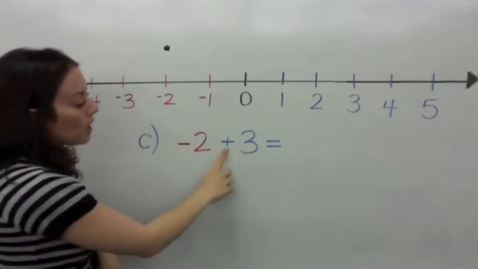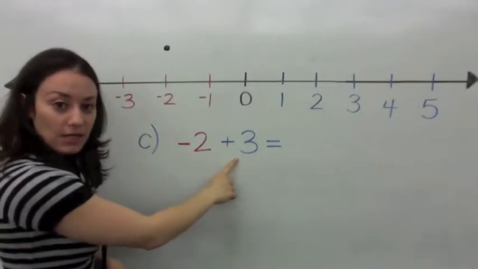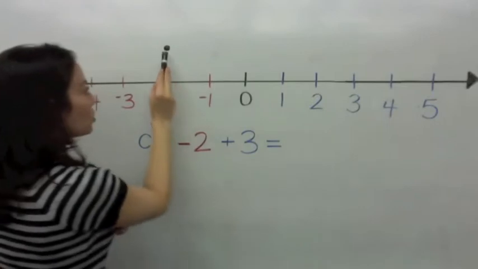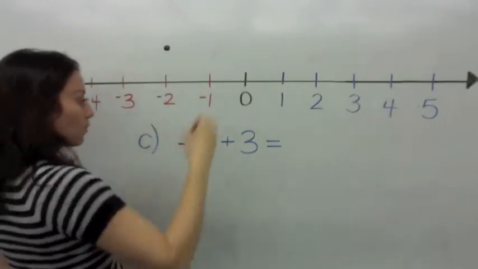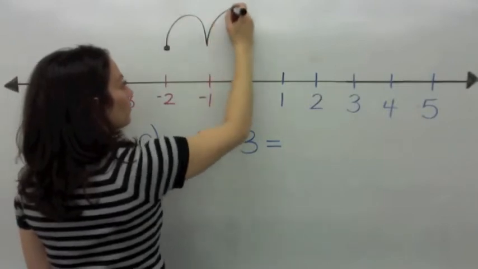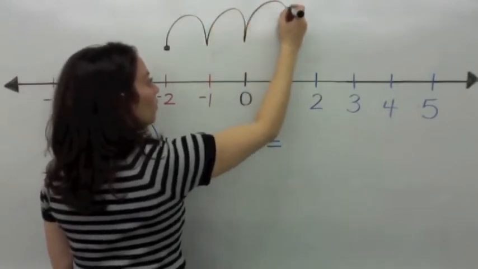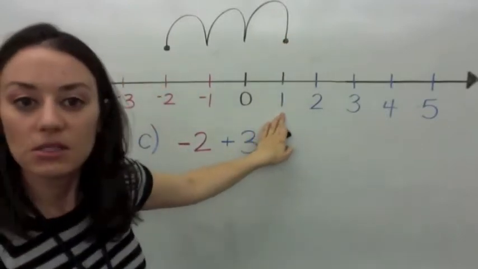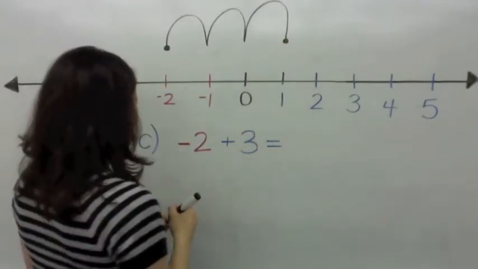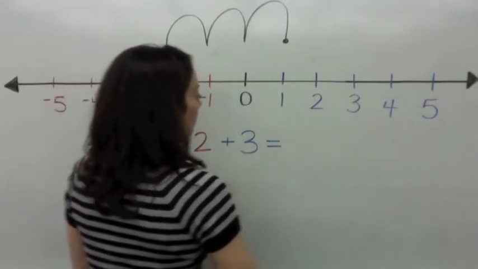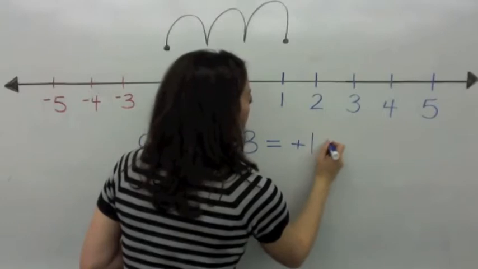If we're going to do a positive 3, it's positive to the right. So we're going to make 3 jumps on the number line to the right. We're going to go 1, 2, 3. And what new number am I at? What number is this? It's positive 1. That's right. So go ahead and write positive 1 and circle it.